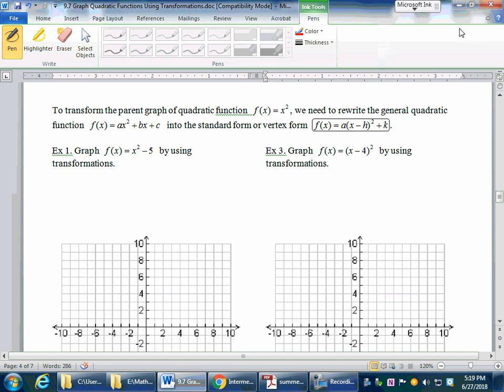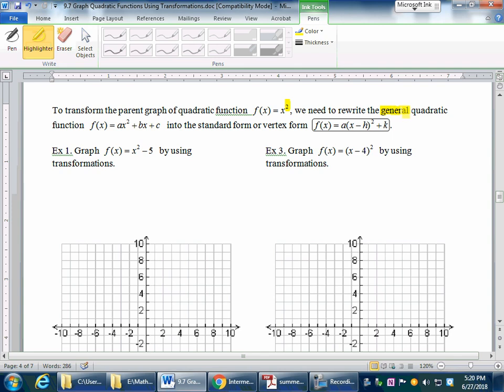Now, we want to look at quadratic functions, graphing quadratic functions by transformations. And what you need to remember is how do we determine whether this is a quadratic function or not? A function has the second degree as the highest exponent, right? And we saw the general quadratic functions. Now I am giving you a name, okay?